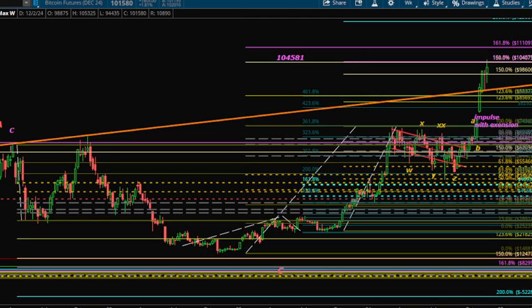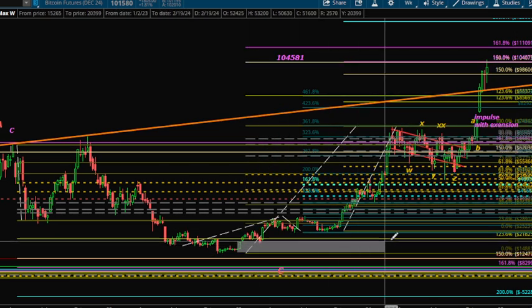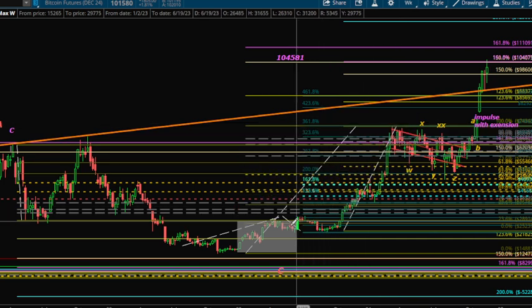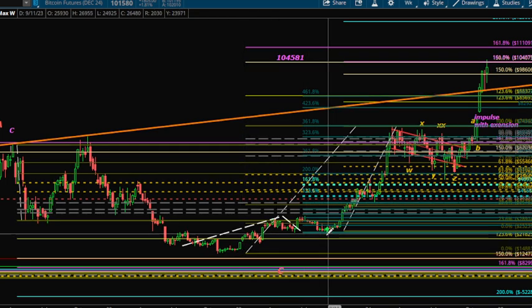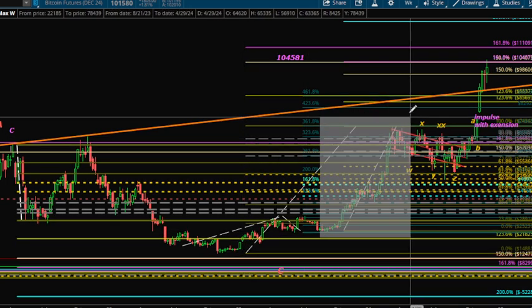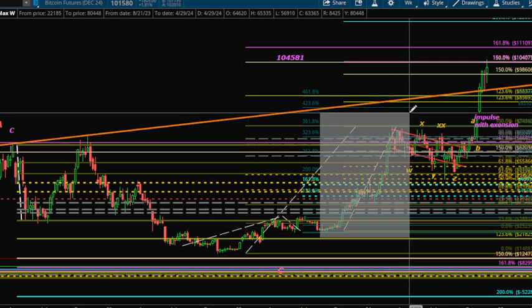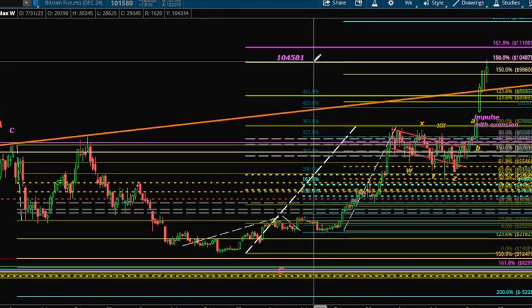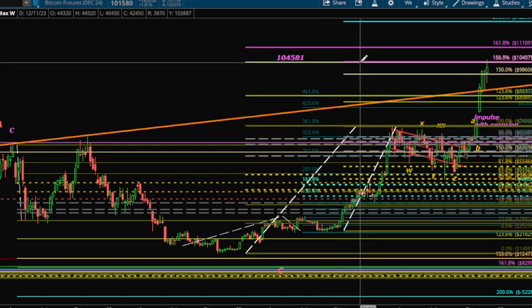So if you look, you can see here, this move is in 3 moves in the shaded area. Hopefully you can see that. So I took the last move and measured top to bottom and got 104.58, 104.581. So those two overlapped.